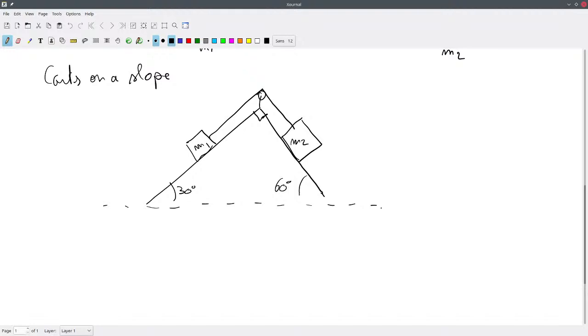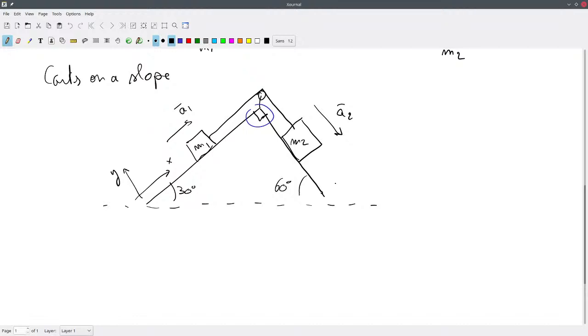So m1 is going to accelerate in this direction with a1, and m2 will accelerate in that direction with a2. And I've picked this right angle here at the corner because now I can introduce a coordinate system, x and y, so that the surface on one side of the hill, the one for m1, is going to be along the x direction, and the other side of the hill will be along the y direction.